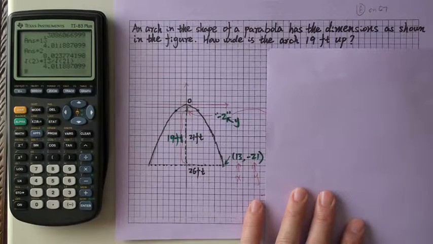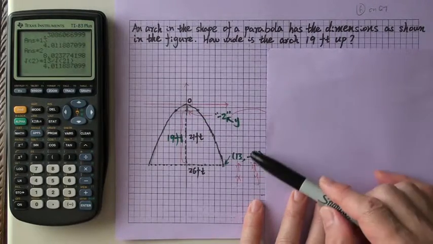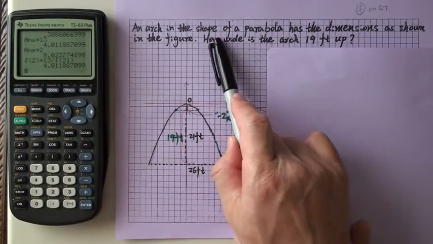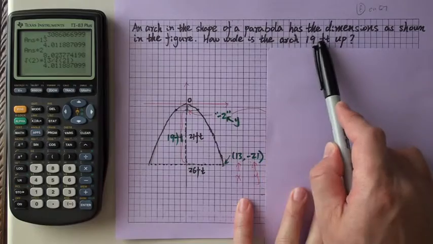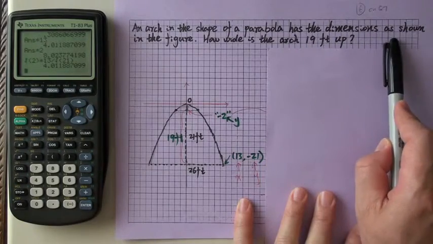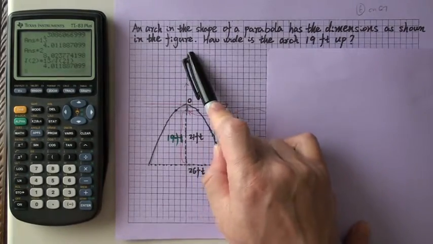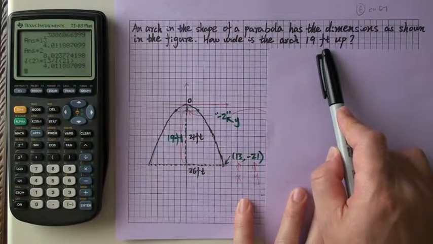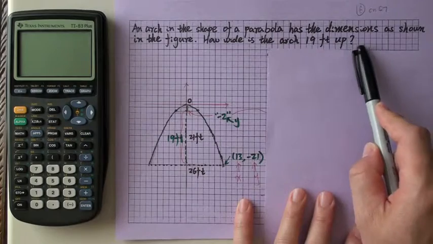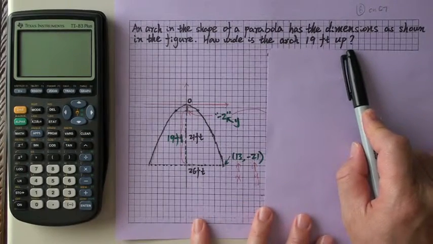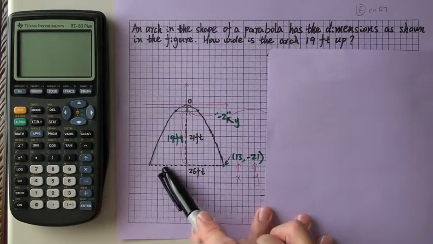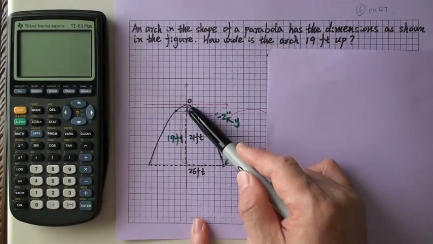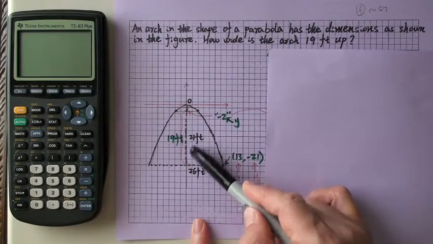In this lecture, we'll look at this example. An arch in the shape of a parabola has the dimensions as shown in the figure. How wide is the arch 19 feet up? We are given two numbers. One is the width, which is 26 feet. Another is the height, 21 feet.